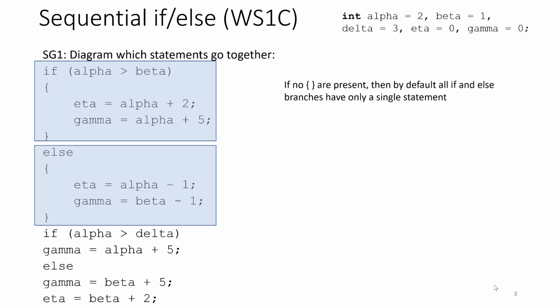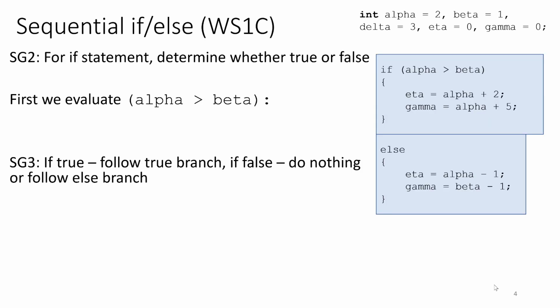Let's move on to subgoal 2. We evaluate whether the Boolean expression is true or false. We're looking at the Boolean expression: is alpha greater than beta? Alpha has a value of 2 and beta has a value of 1. 2 is greater than 1. That evaluates to true.